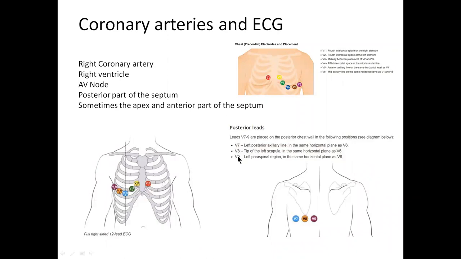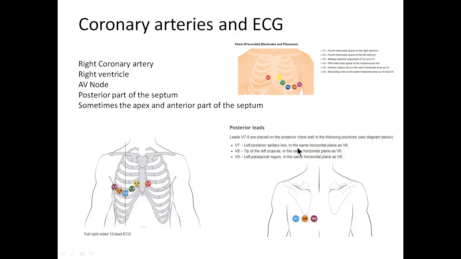The next part that can get affected is, since the right coronary artery goes to the posterior septum, we have to find out, did the posterior wall also get affected? So for that, the traditional way we put the leads, well, we continue it on the back. And this is what we do. They are called V7, V8, V9.